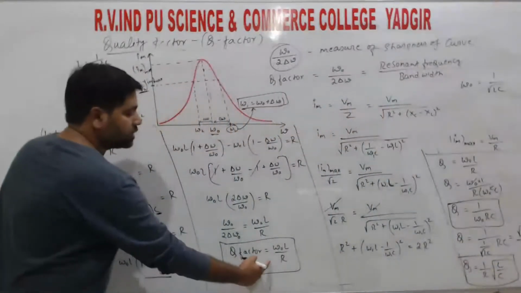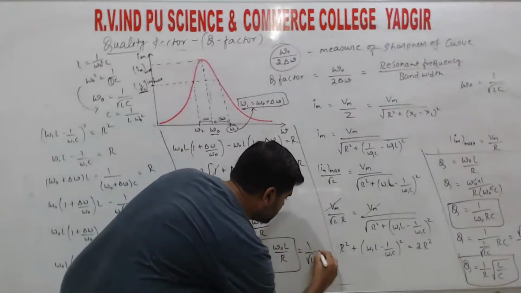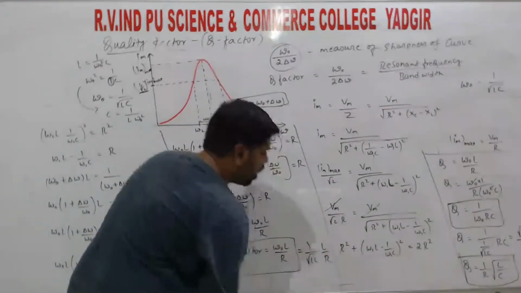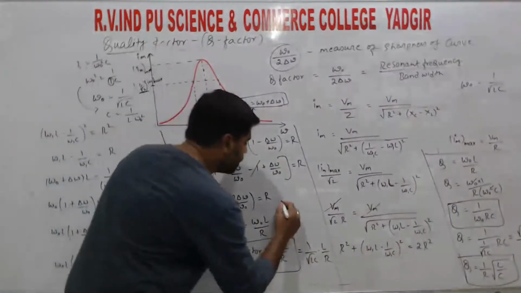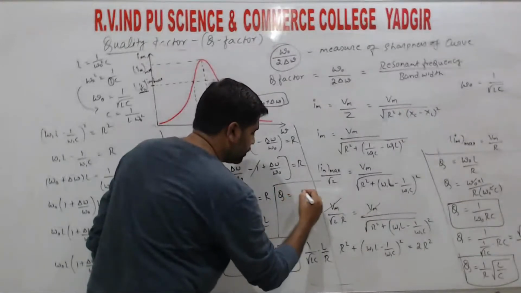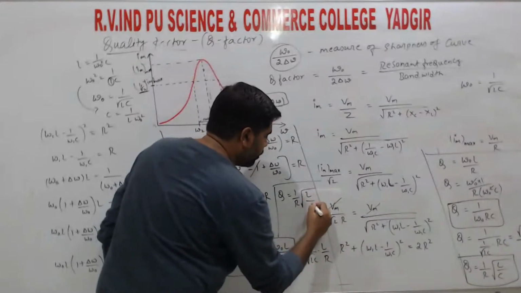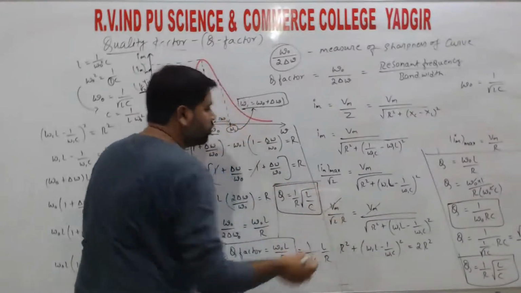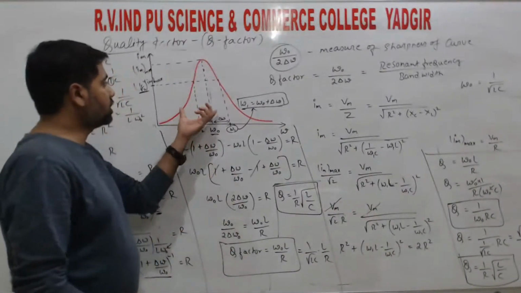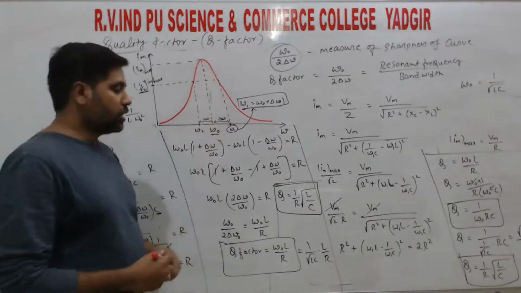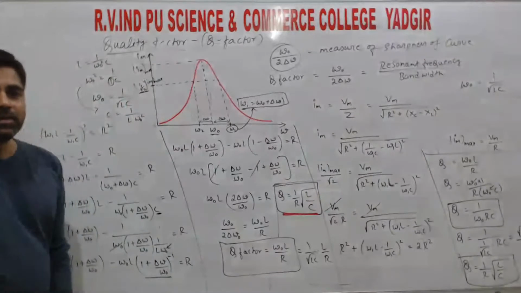The same we can substitute here also. Omega naught is 1 by root LC into L divided by R. L we can write as root L into root L. So we get Q is equal to 1 divided by R into root of L divided by C. Now substituting all, we get the final relation for the quality factor to measure the sharpness of the curve, that is Q is equal to 1 by R under root of L by C.